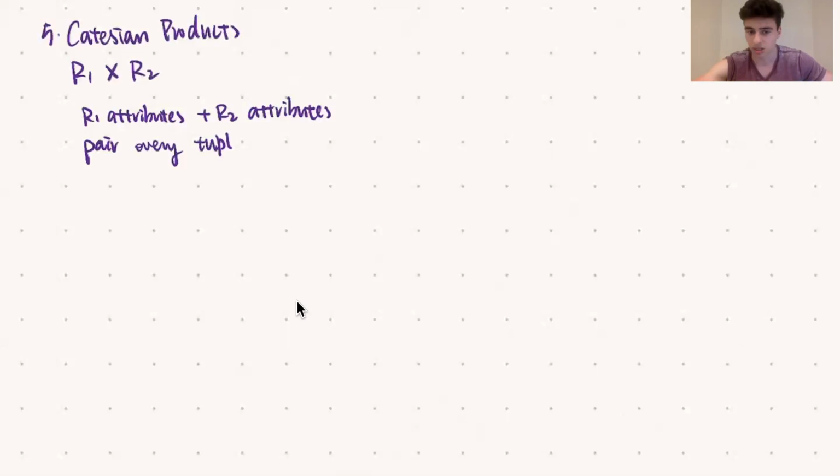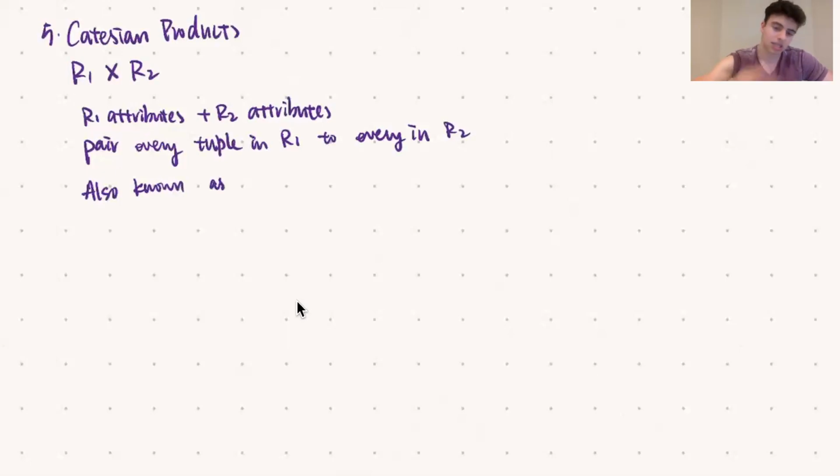This is exactly how product works in real life. Another term for this is a cross product or a cross join. If you're working in SQL, you can call this a cross join, and that's actually an operator as well. But let's take a look at an example of this.